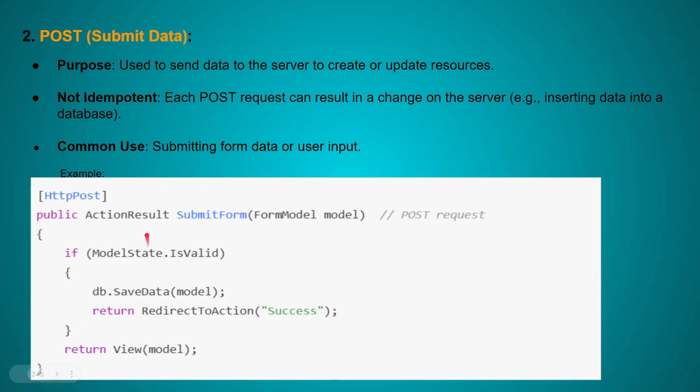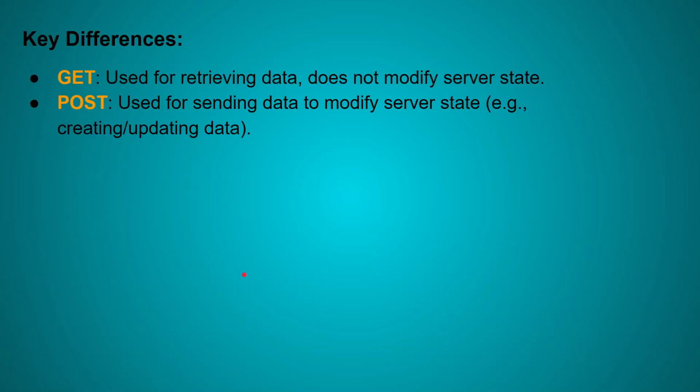See, here we have an action result called SubmitForm, and we have added here an attribute called HttpPost. For GET, we have to add HttpGet. Okay, this is for a POST request. See, ModelState.IsValid, db.SaveData. Whatever data is coming from the client, we are saving that data. Then return RedirectToAction Success. So this is called POST in ASP.NET MVC.